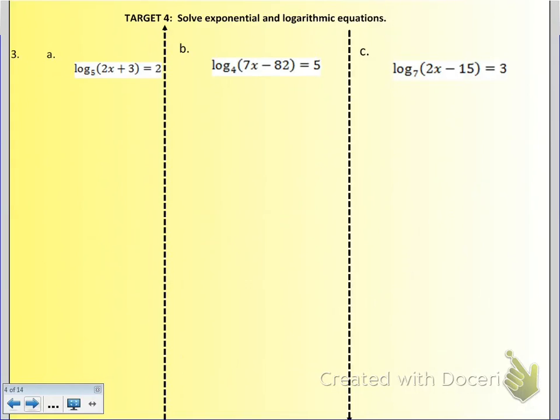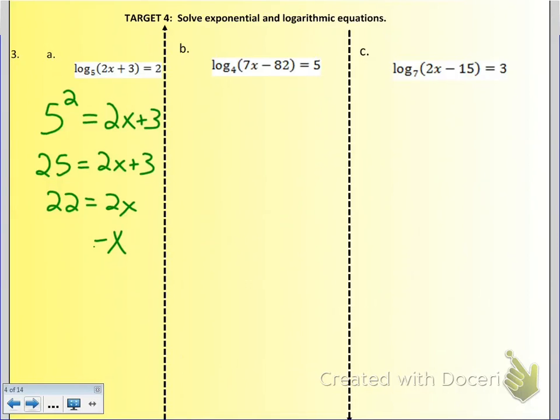Okay, next one is solving an exponential equation when only a log is on one side of the equation. We'll do this first one together. So we have log base 5 of 2x plus 3 equals 2. Well, we can't do anything in the form that it's in right now, in the logarithmic form. So maybe if we turn it into exponential form, we can figure something out. So we have the base is 5. The exponent is 2, so 5 squared equals 2x plus 3. So we solve that, so we get 25 equals 2x plus 3. 22 equals 2x, and x equals 11.